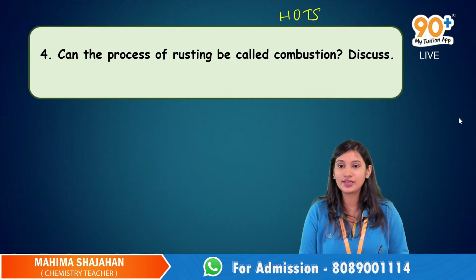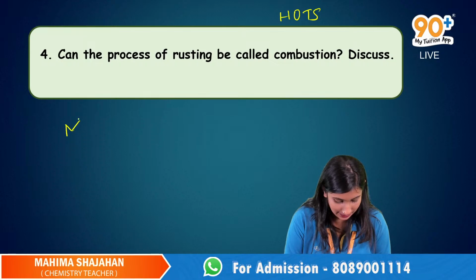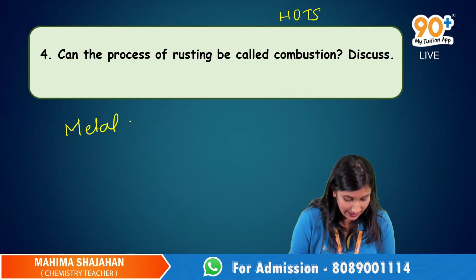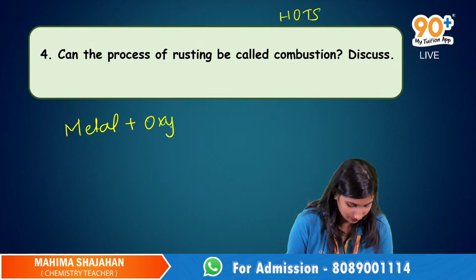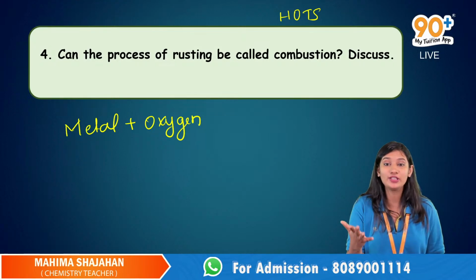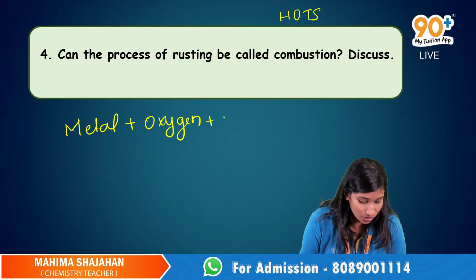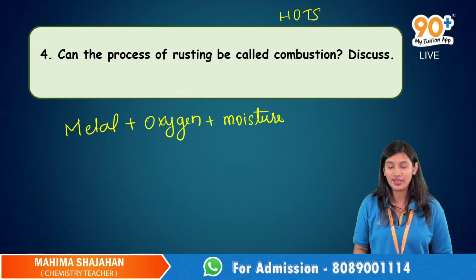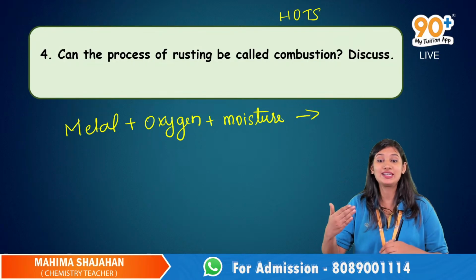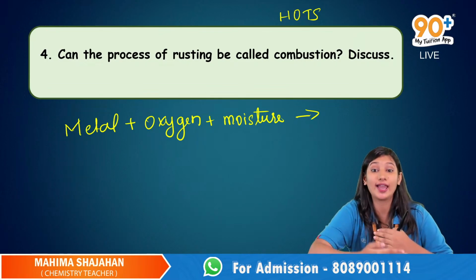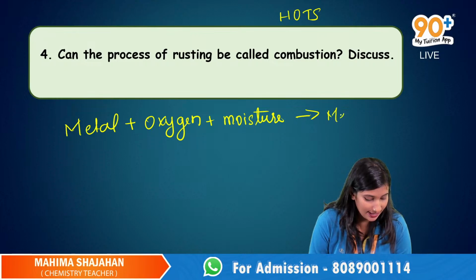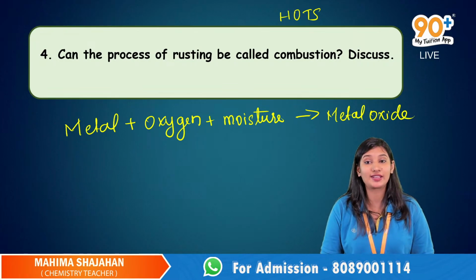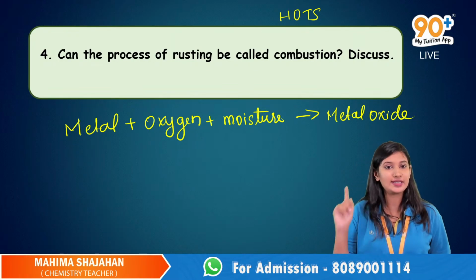A metal. Okay, this metal reacts with oxygen. Not only oxygen, it also needs moisture. Then what happens? The metal will convert into its oxide. This is what we call rusting. Is it clear?